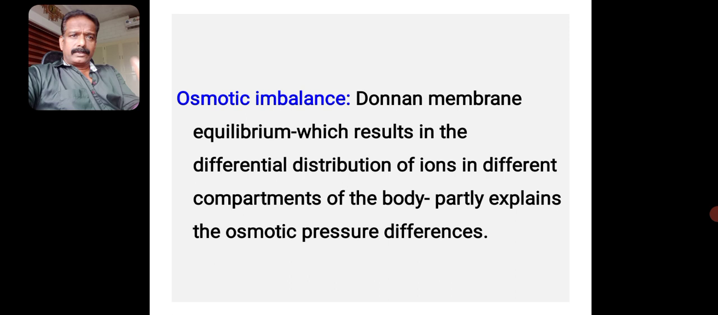Another application is the osmotic balance of tissues and cells. Because of the differential distribution of these cations and anions, it influences the distribution of water molecules also. So osmotic balance or imbalance is maintained, and that is explained by Donnan membrane equilibrium.